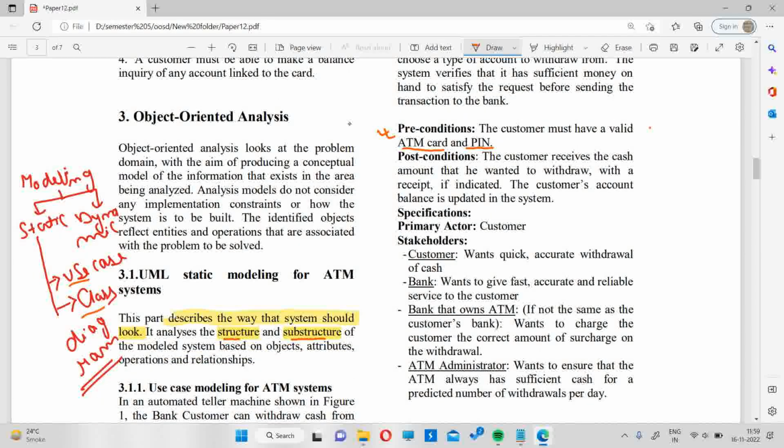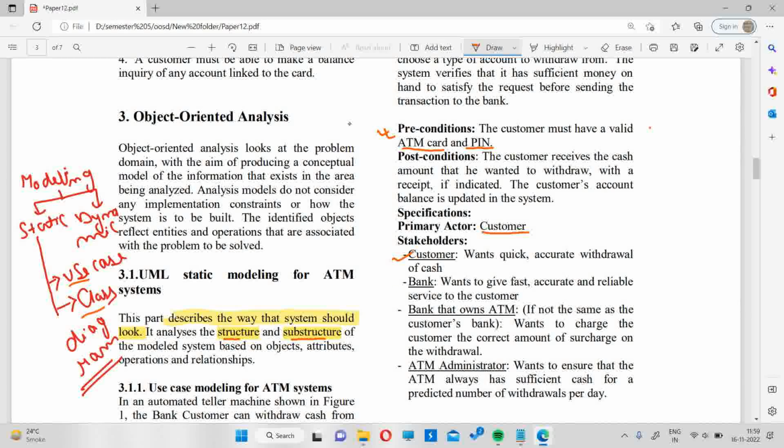Who is a primary actor here? Since the customer is withdrawing, the primary actor will be the customer. Who are the stakeholders? Stakeholders are those who have a certain part in that particular use case. See, the customer has the main part because he is entering everything, the money is his, and he is withdrawing his or her money. But in his withdrawal, there are various other entities that have a role also, and those are known as stakeholders.